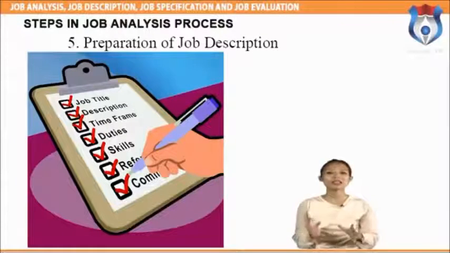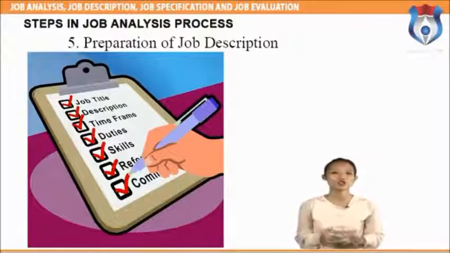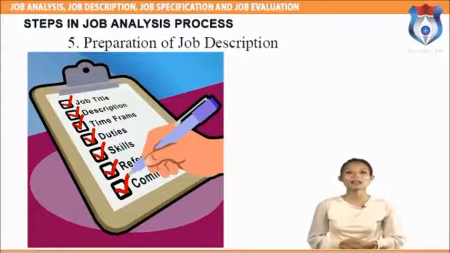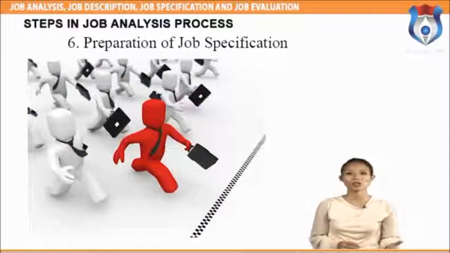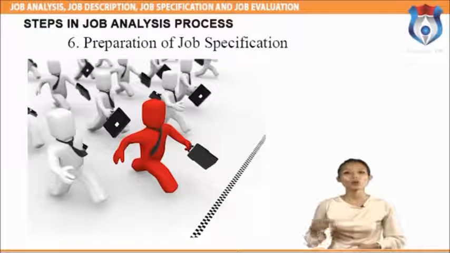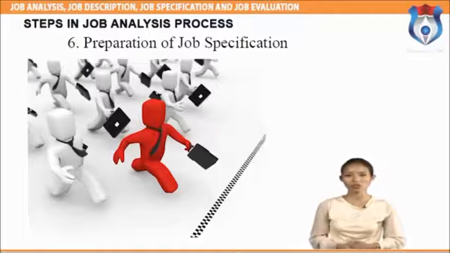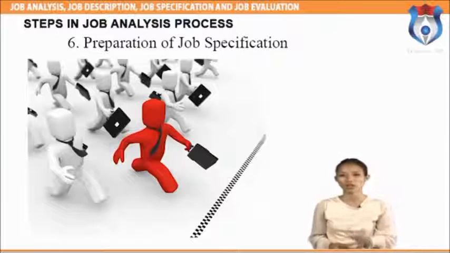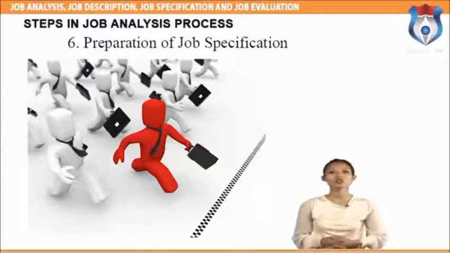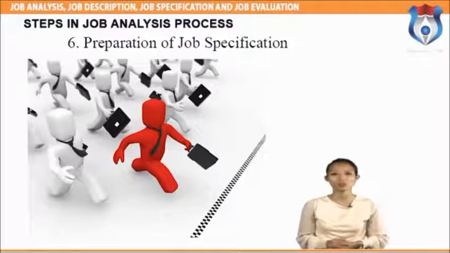Preparation of job description. The information collected is used in preparing a job description for the job, highlighting major tasks, duties, and responsibilities for effective job performance. Preparation of job specification. Likewise, the information gathered in step 4 is also used to prepare the job specification for a job, highlighting the personal attributes required in terms of education, training, aptitude, and experience to fulfill the job description.